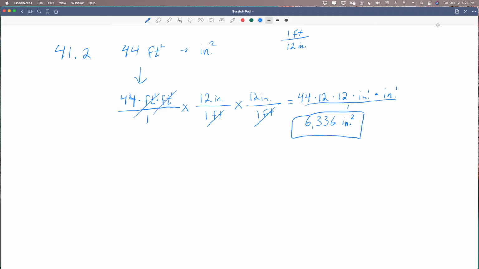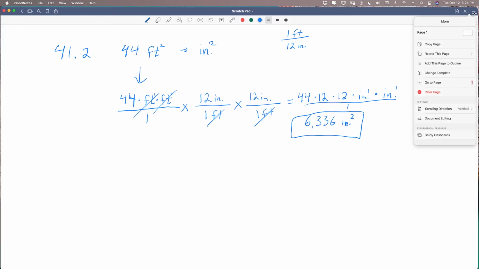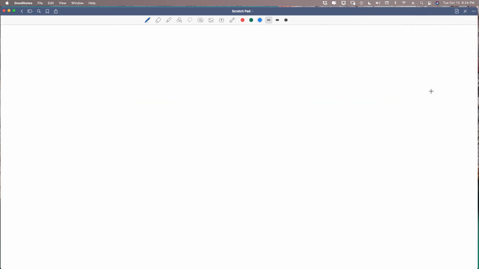All right, let's do number 41.3. So now we have 41.3. We have 42 square yards. And we want to convert that to square inches.